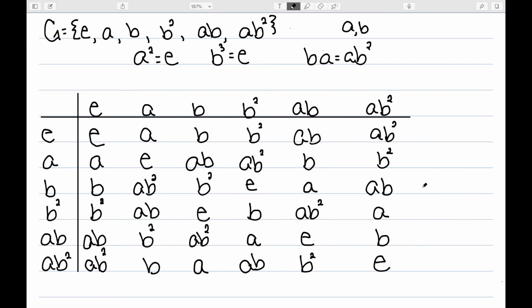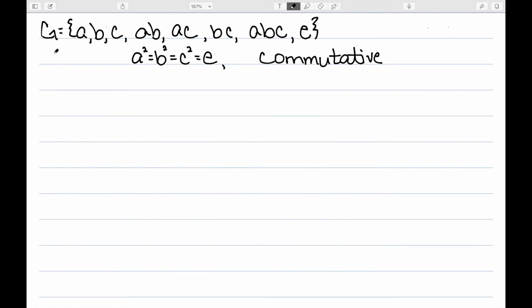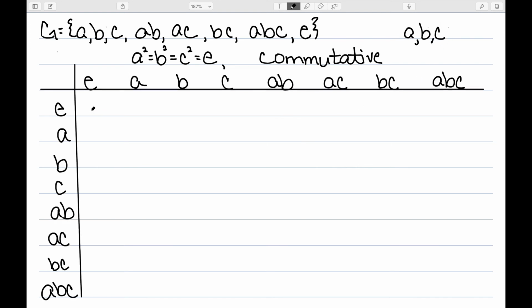So now I have the group table for this particular group and these defining equations. Let's consider this group G consisting of A, B, C, AB, AC, BC, ABC and the identity. We know that A squared, B squared, and C squared are all the identity, and it is a commutative group. So this time we're looking at one on 3 generators, A, B, and C. So I want to make this group table.